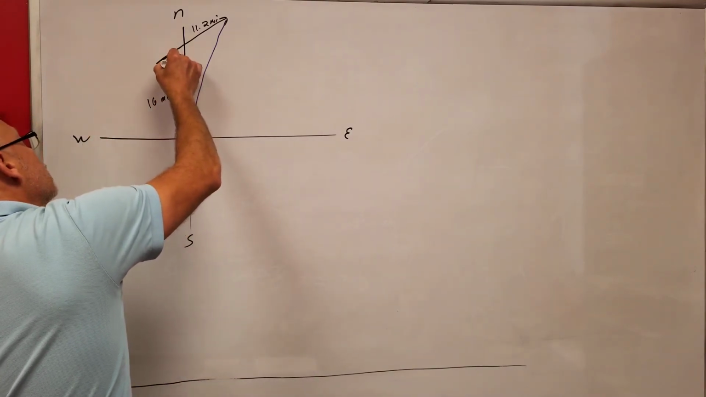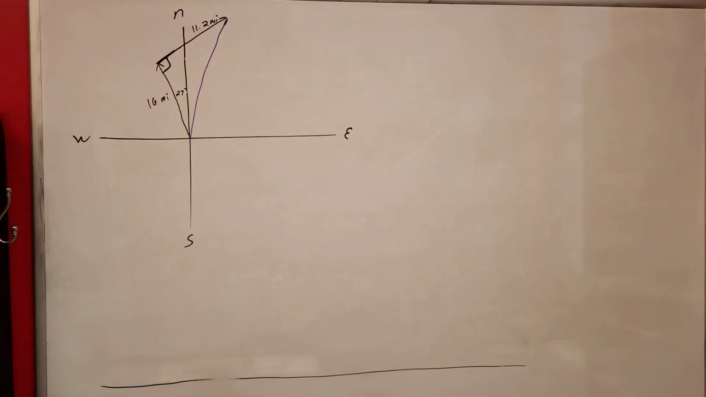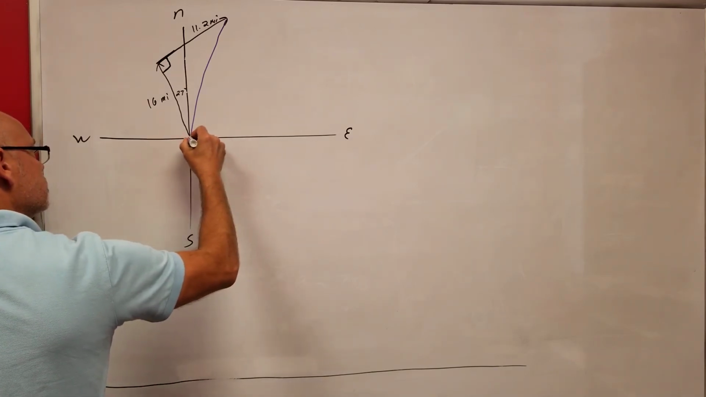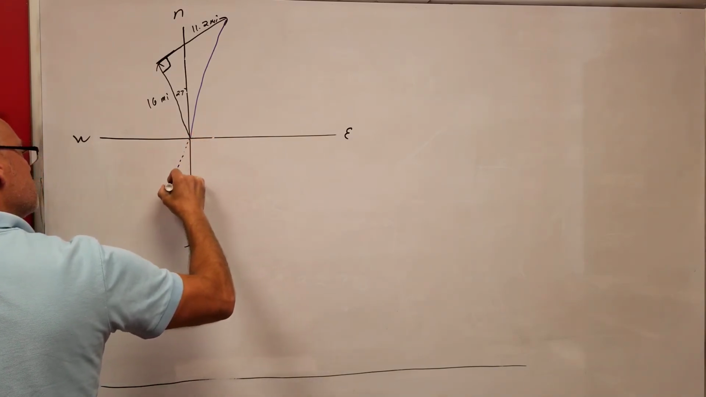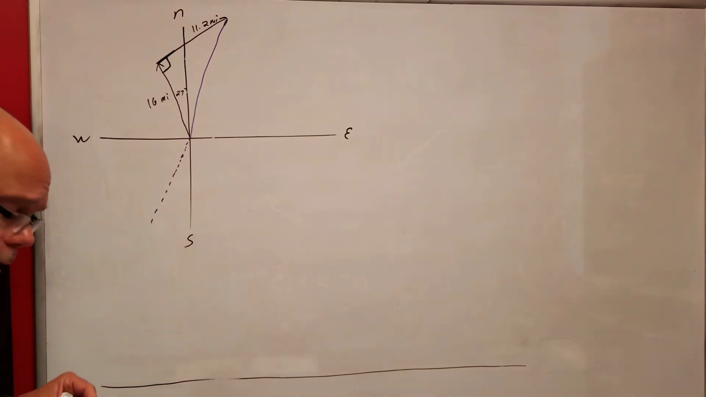Let me go ahead and put my 90-degree angle right here because it said it took a 90-degree turn. All right, I'm going to extend this purple line, and I'm going to put it like that, okay? Because I like to use that origin right there in my compass to determine the bearing.